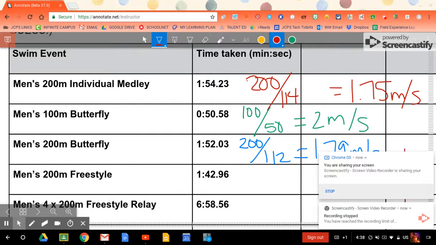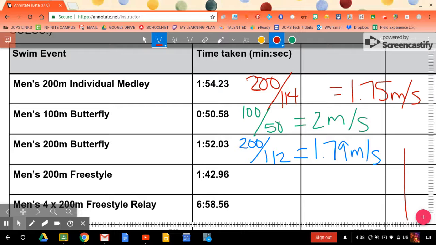Okay, so continuing on. We have, oops, sorry, I'm writing all kinds of lines on here. So we just calculated the men's 200 meter butterfly. Now we're going to do the freestyle.